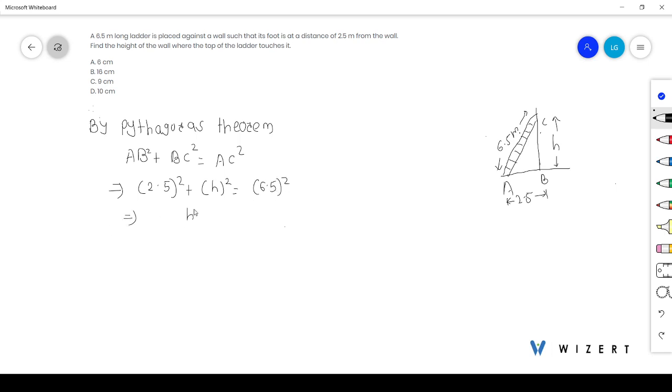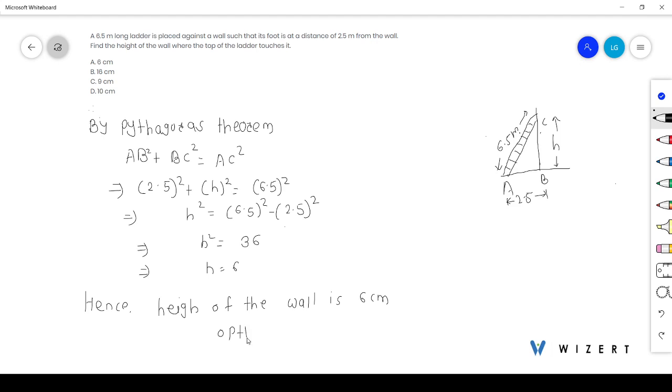So here h square will be 6.5 its square minus 2.5 square, which is 36. Now taking square root on both the sides, we get h equals to 6 centimeters. Hence, height of the wall is 6 centimeters. From available options, we have option A as 6 centimeters.